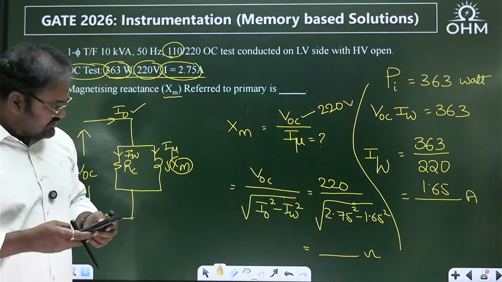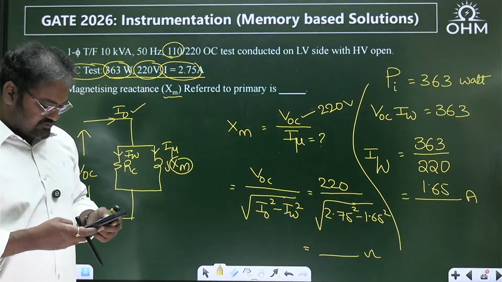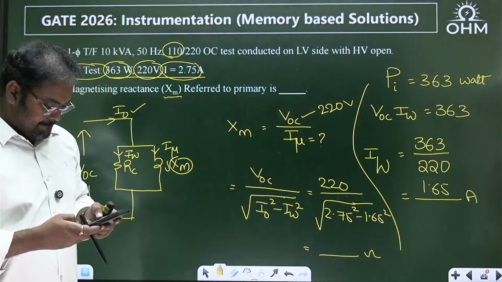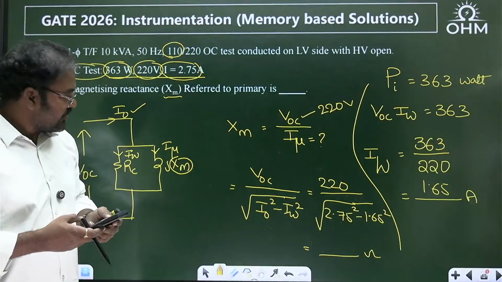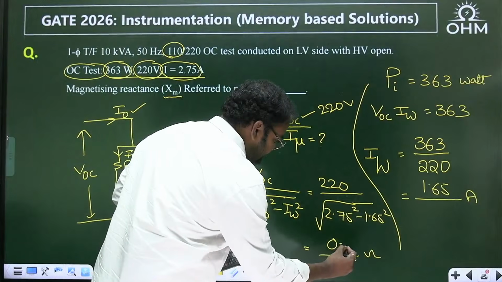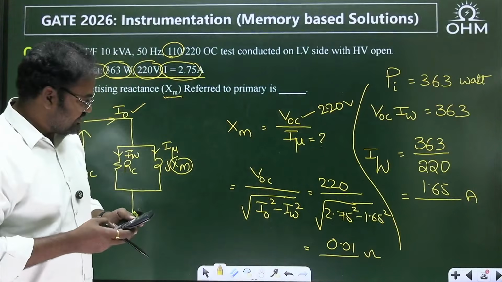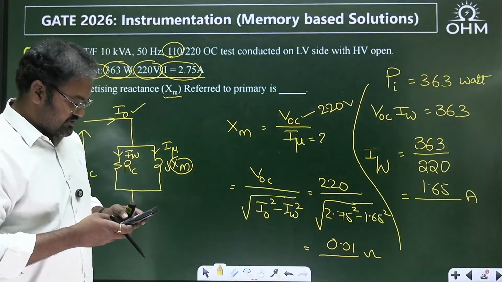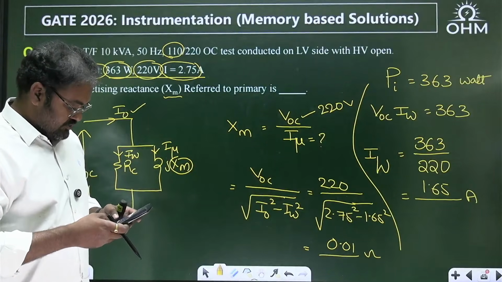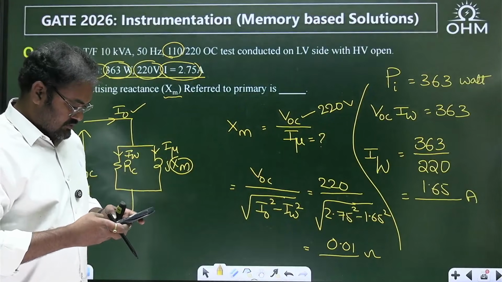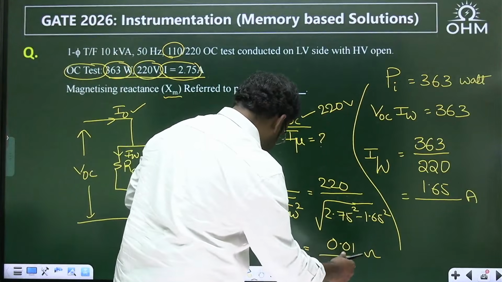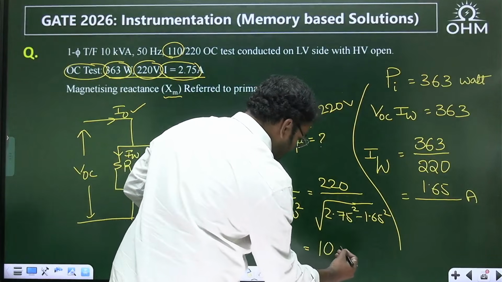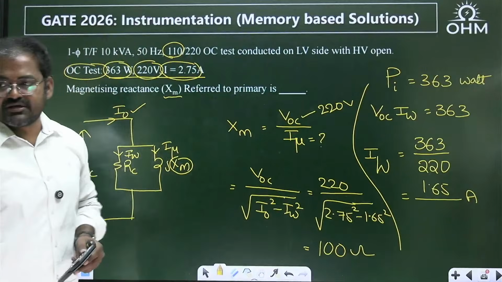2.75 square minus 1.65 square. Okay, I'm getting 0.01 ohm. Let me verify this again. 2.75 square minus 1.65 square. Not 0.01, sorry, 100. 100 is the correct answer. Yes, 100 ohm is the magnetizing reactance. That is the final answer.